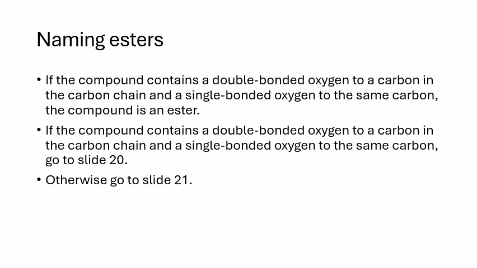Naming esters. If the compound contains a double bonded oxygen to a carbon in the carbon chain and a single bonded oxygen to the same carbon, the compound is an ester. If the compound contains a double bonded oxygen to a carbon in the carbon chain and a single bonded oxygen to the same carbon, go to slide 20. Otherwise, go to slide 21.